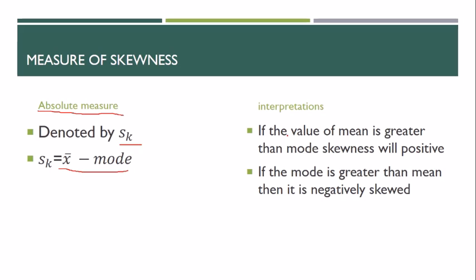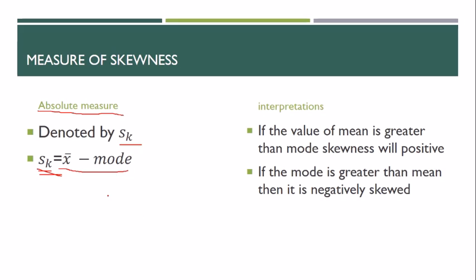Now what interpretations can you make when you get a value for Sk? If the value of the mean is greater than the mode, we know that the skewness will be positive. If the mode is greater than the mean, then it is negatively skewed. So if in Sk you get a positive value, it is a positively skewed distribution. If you get a negative value, then it is a negatively skewed distribution.